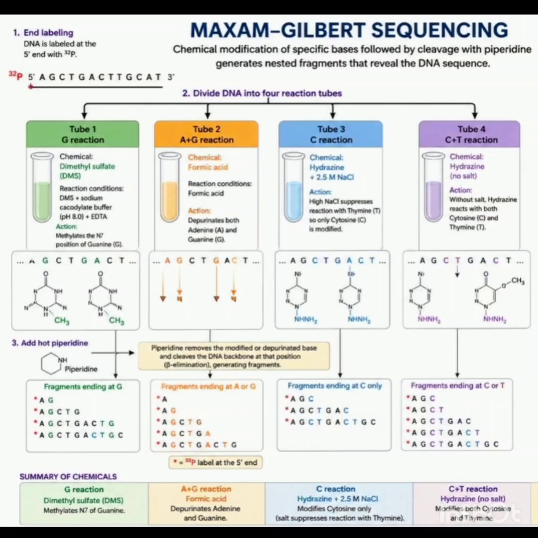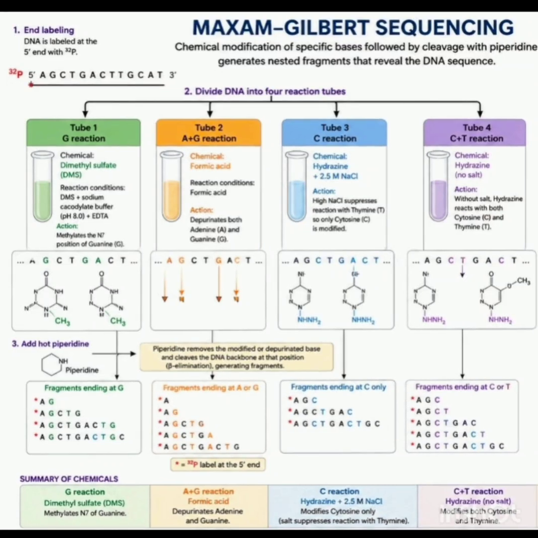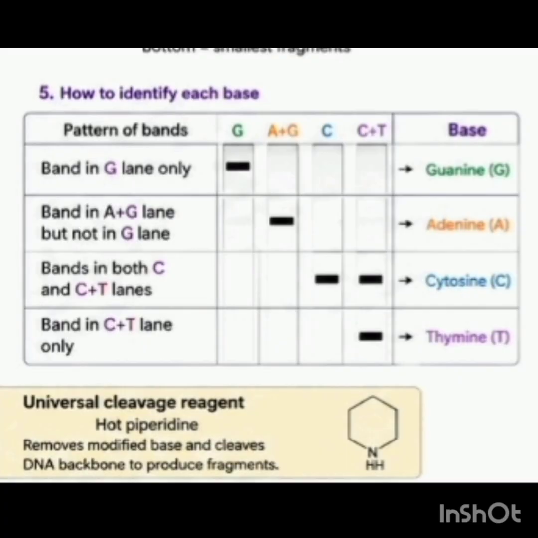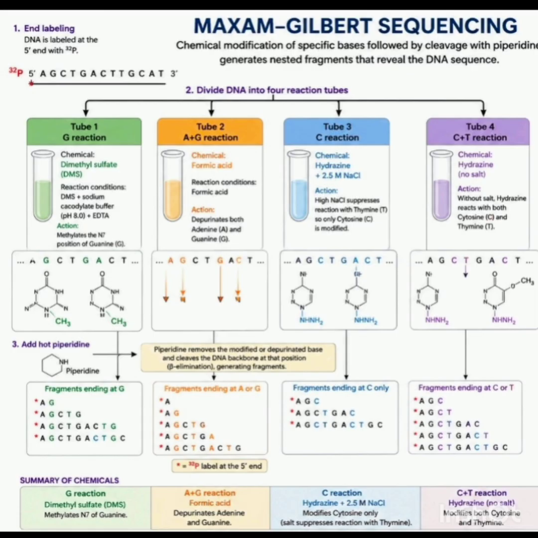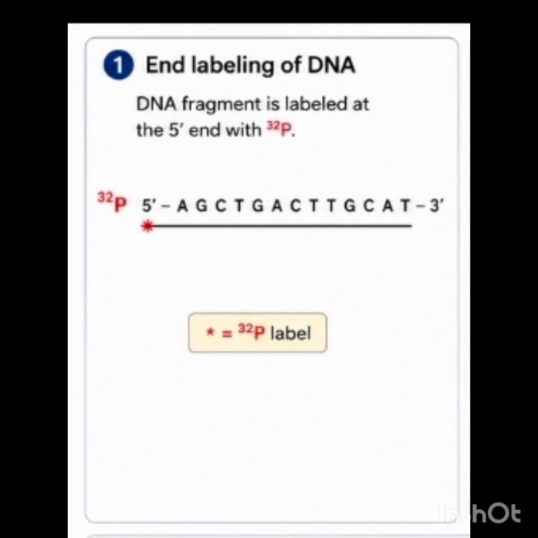So today let us know the chemistry of Maxam Gilbert sequencing. Today we will mainly focus on the most fascinating aspect of Maxam Gilbert sequencing, the chemistry that makes DNA sequencing possible. Unlike modern sequencing methods that rely heavily on enzymes, Maxam Gilbert sequencing uses a series of carefully chosen chemicals to identify the positions of individual DNA bases.